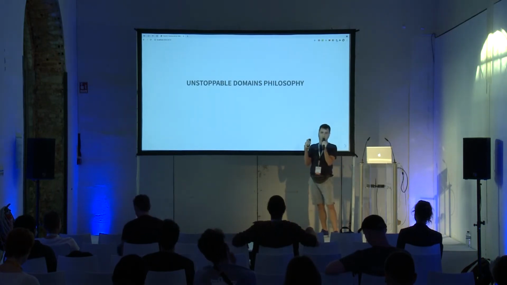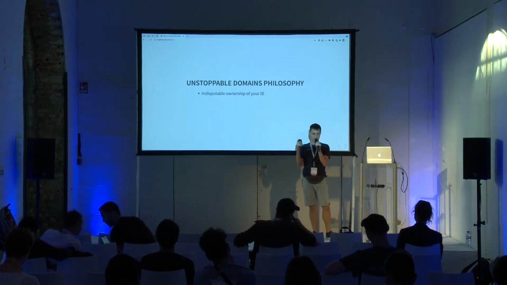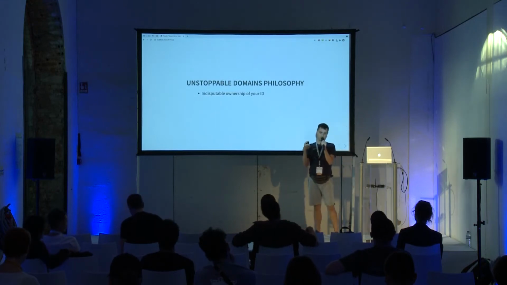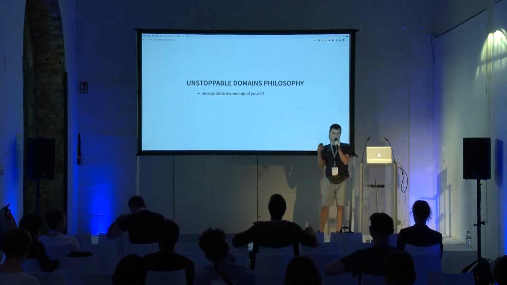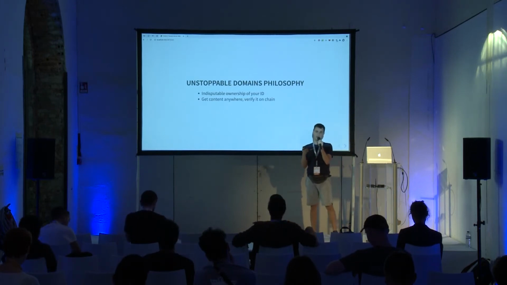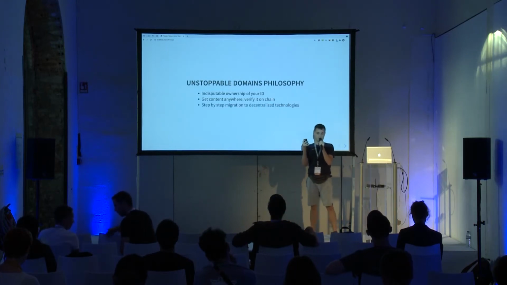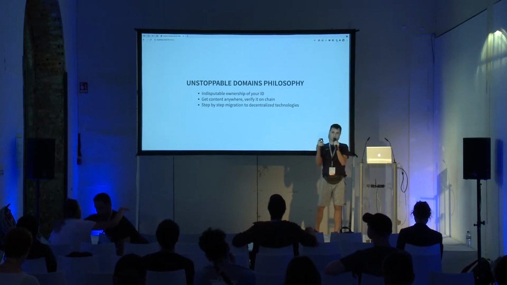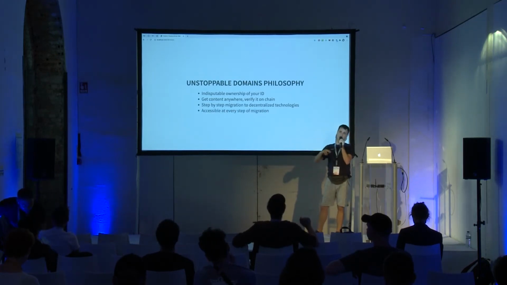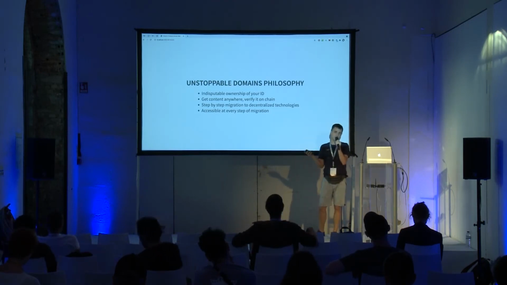Unstoppable Domains philosophy, right? We want to make it all decentralized in the following way. First is undisputable ownership of your token. Second thing, get content from anywhere and then validate it on chain, which will make it faster, right? And step-by-step migration to decentralized technologies, making sure that on each step everything is accessible to a very low education person, right?